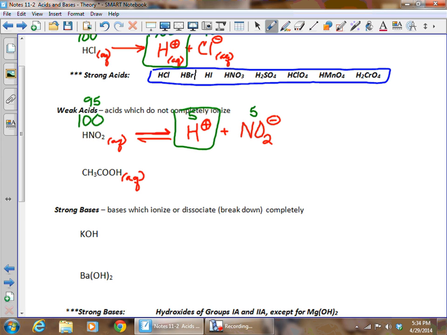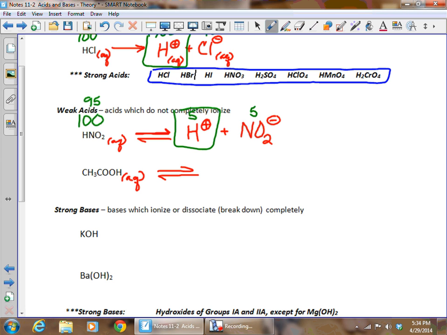So it is weak still, so we're still going to use a weak arrow, showing that not all of it is reacting. It's not a completion reaction. We don't get 100% of these CH3COOH molecules ionizing to form an acid, or ionizing to form H+.